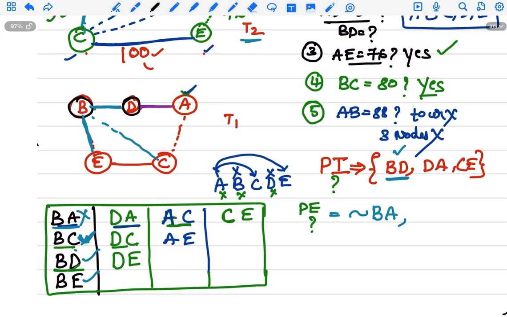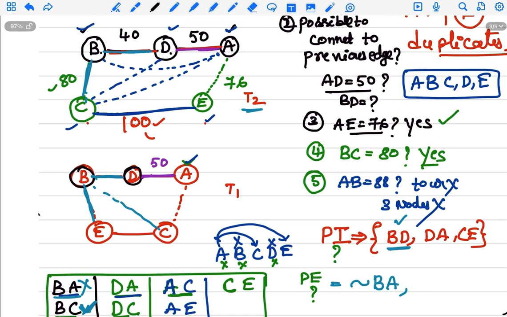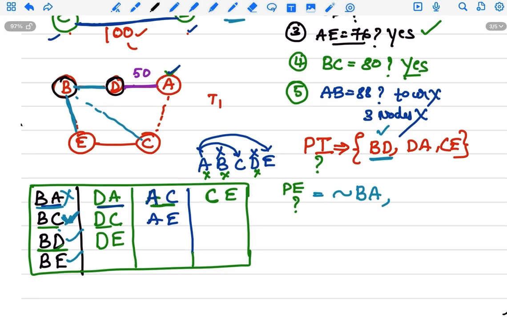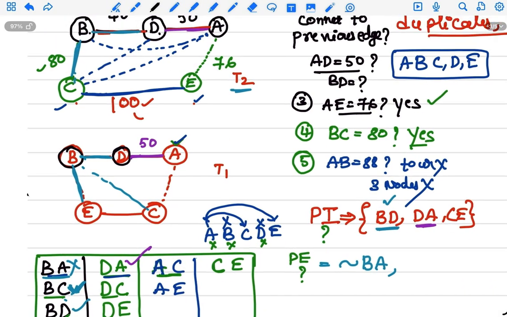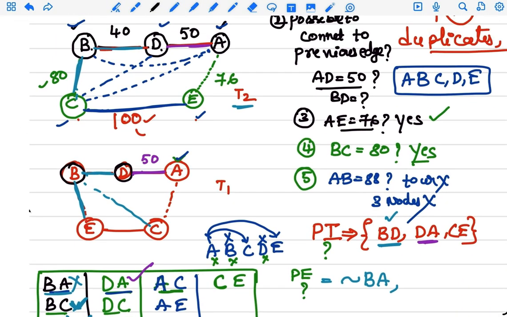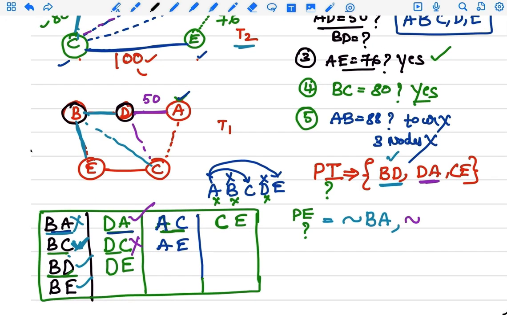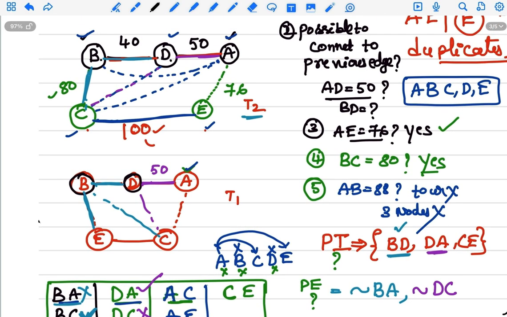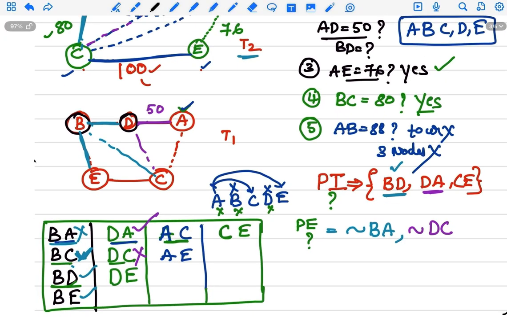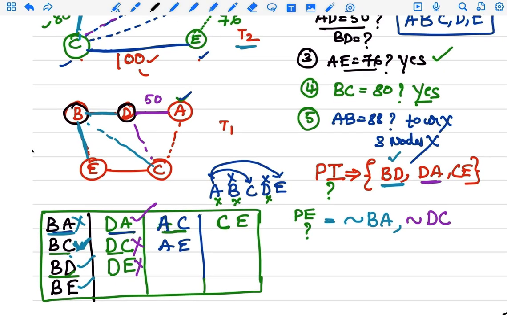So DA is also permanently included because this is the second smallest edge in both the tours. So DA, this is the permanently included edge. Next DC. DC is not possible in tour 2. Here also not possible. So permanently exclude. So DE is also not possible in both the tours. So permanently exclude.